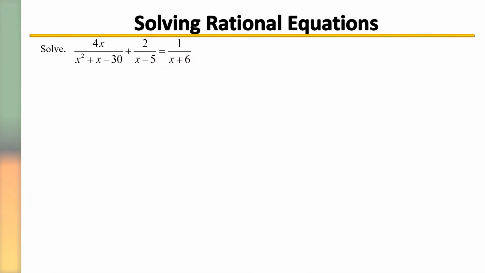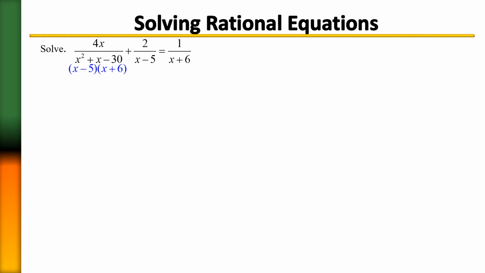In this example, we're going to solve a rational equation. Step 1, find the LCD. Notice the first expression, the denominator, is not factored. So we need to go ahead and factor that first so that we'll be able to see what our LCD is going to be. So let's go ahead and factor that into two binomials. So here we have x minus 5 times x plus 6.